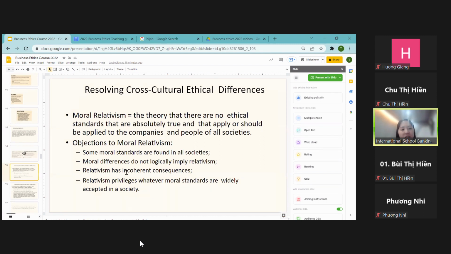Next, relativism has incoherent consequences, okay? So if we accept moral relativism theory, we will accept that two moral standards from two different countries are equally important, but it's not true because each will lead to different consequences. So in order to make a decision, we have to prioritize one over another. We have to determine by ourselves which one takes priority in this case. And the last one, similar to the first objection: relativism privileges whatever moral standards are widely accepted in society, okay? So in case you have two conflicting moral standards, you should prioritize the one that is widely accepted.